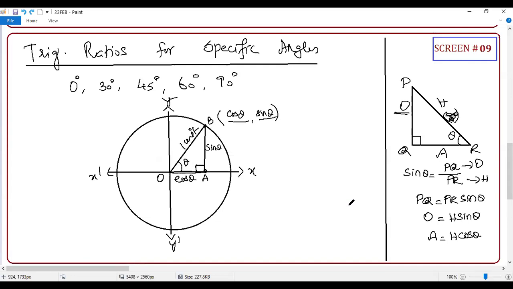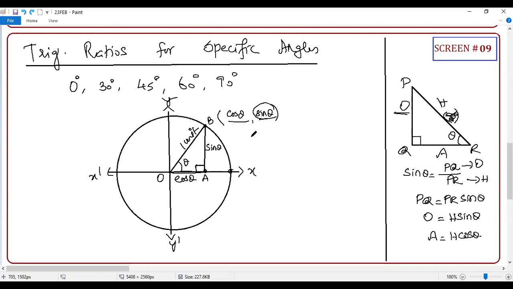Excellent. If my OB is slowly coming down and actually merging with the x-axis, it means your theta equals 0. Guys, if OB is coming here, what is your cos theta? What is the x coordinate? That value is what? 1. Radius is 1. So cos 0 equals 1, because theta equals 0.